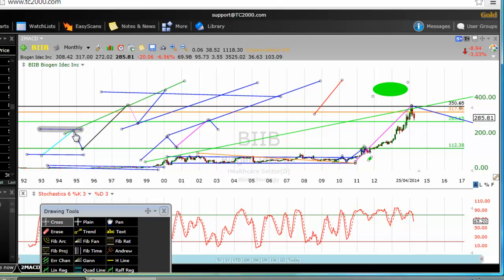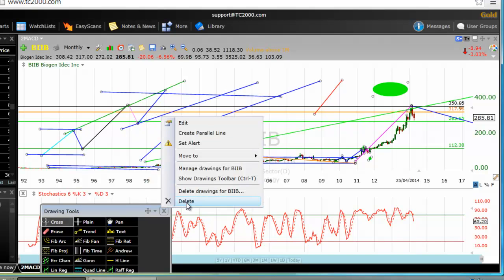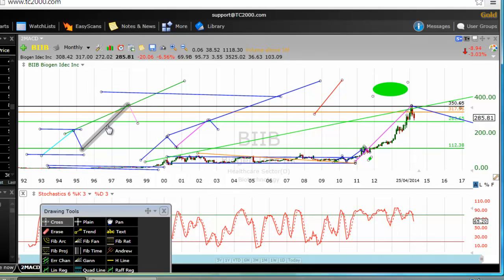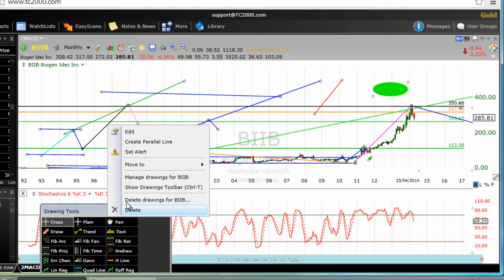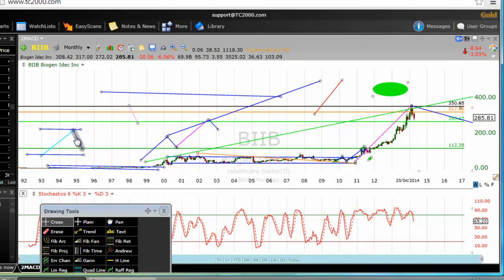So in that case, what I'm going to do now is remove my first drawing so I don't have too much mess on my chart. One moment please, traders, as I'm clearing some of my drawings on my chart.